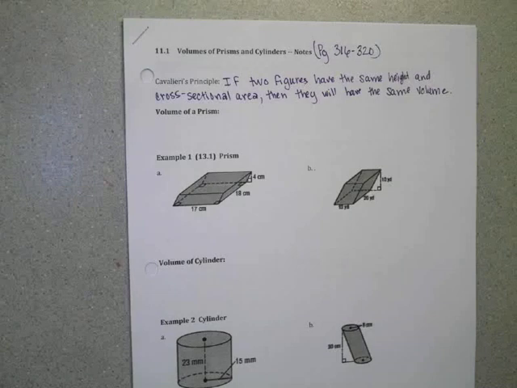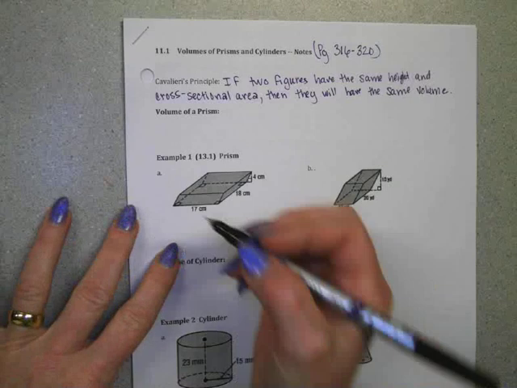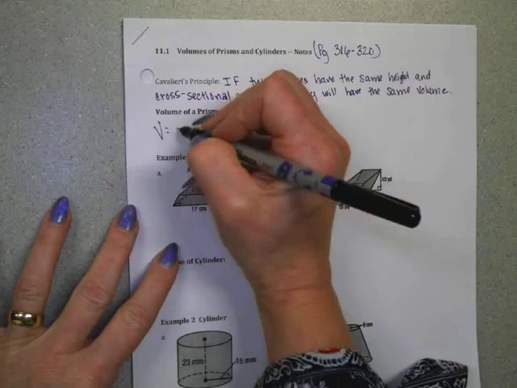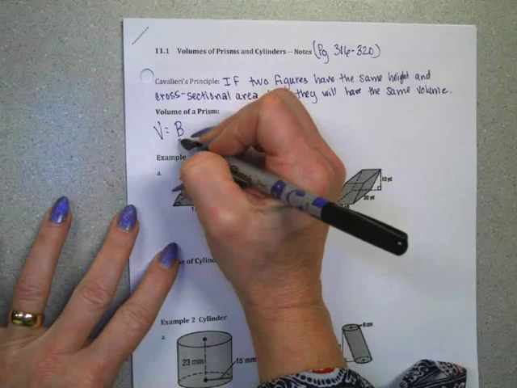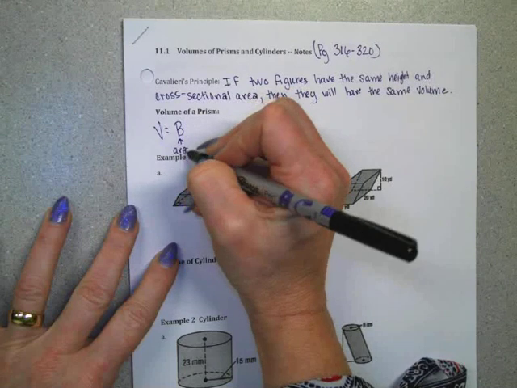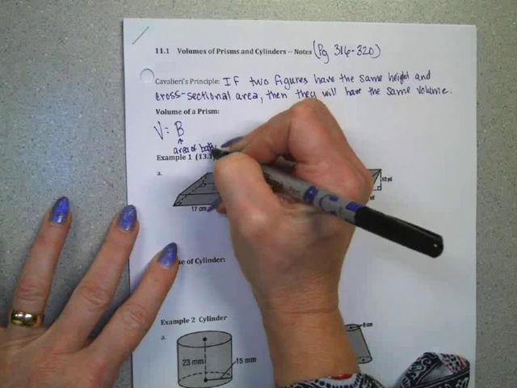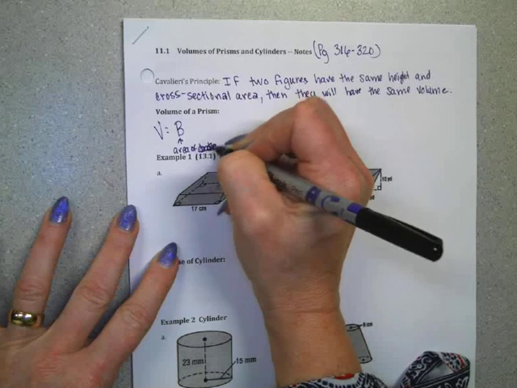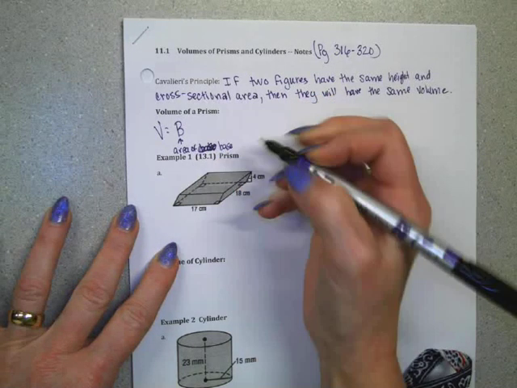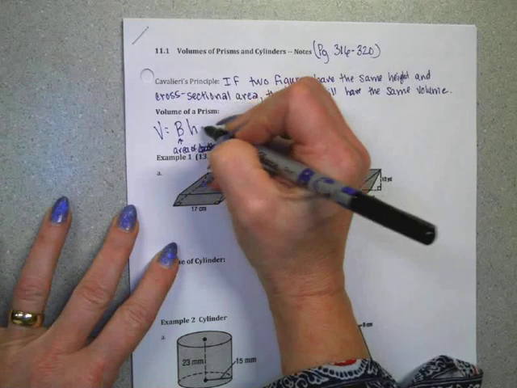So let's do first volume of a prism. We know a prism has the same bases, so we're going to say the volume is the area of the base. That's why I'm going to call that a big B. Area of the, oh my goodness, I can't spell all of a sudden. The area of the base, and then times the height.